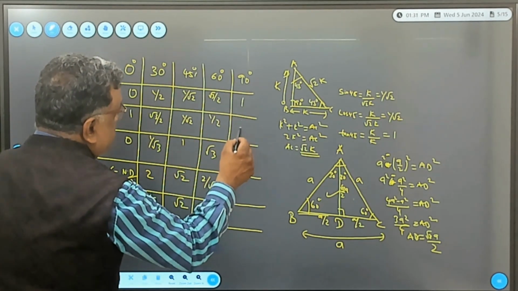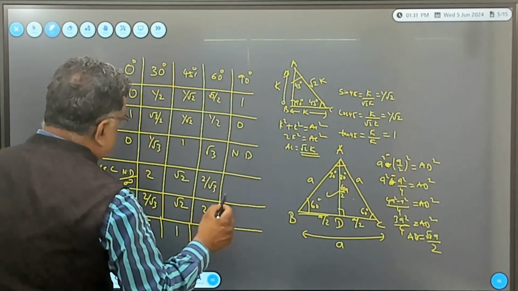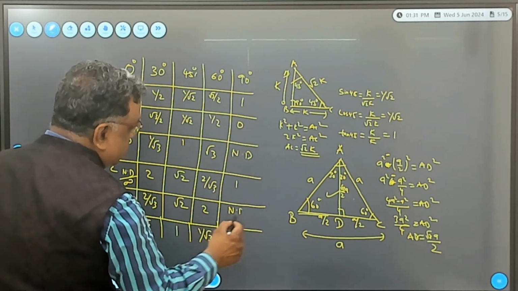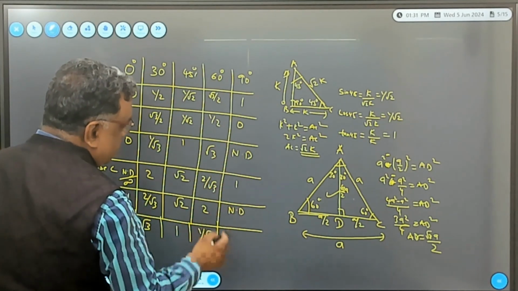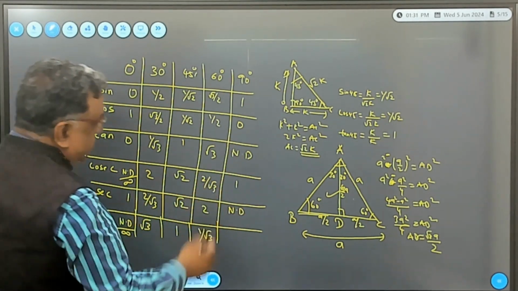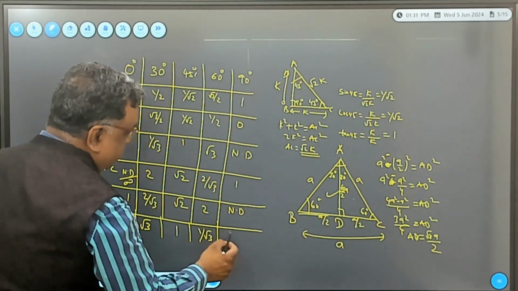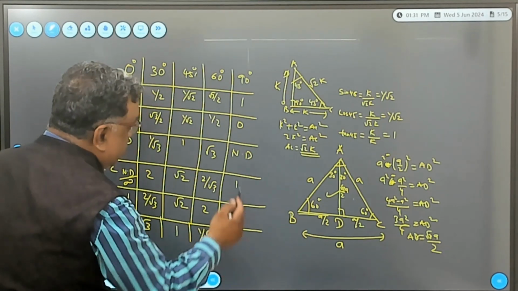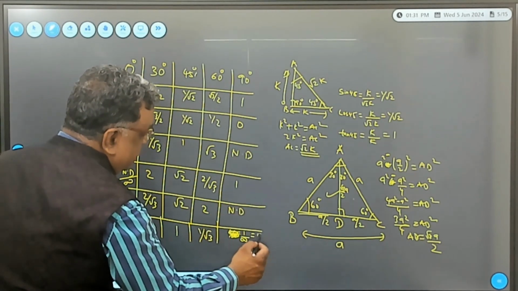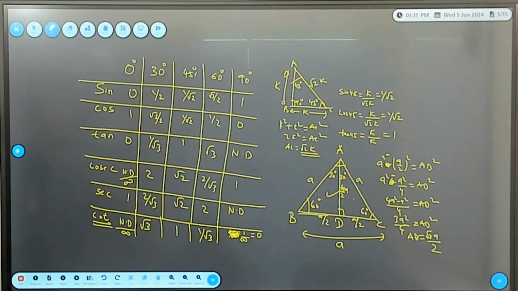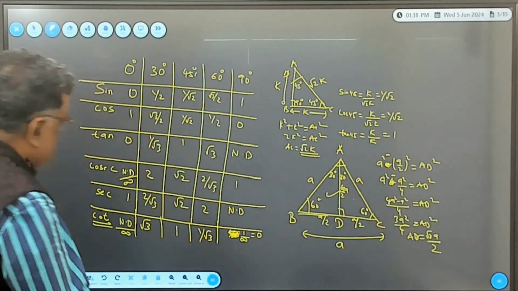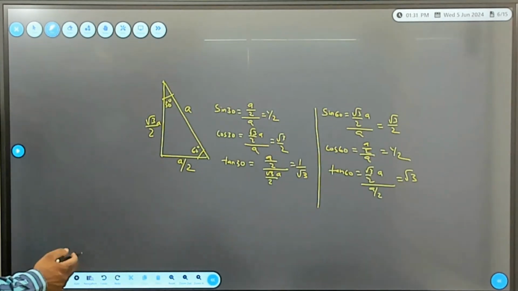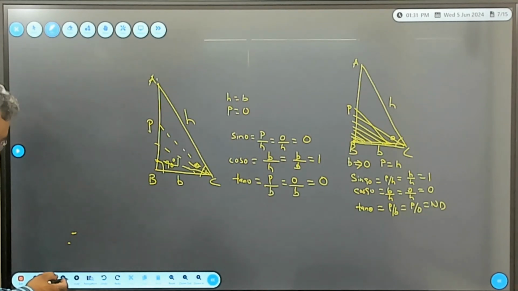So sine 90 was 1, cos 90 was 0. Tan was not defined. Cosec is a reciprocal of sine, sec is reciprocal of cos. Cosec 90 is 1. Cos 90 is 0. The sec 90 will not be defined. And cot 90 will be, sorry, reciprocal of tan. Tan is not defined, so 1 upon infinity, and 1 upon infinity is always 0. So now we know the values for 90 degrees also. This is a very important thing. I've shown you the derivation of how we got the values for 45, 30, 60, 0 and 90.